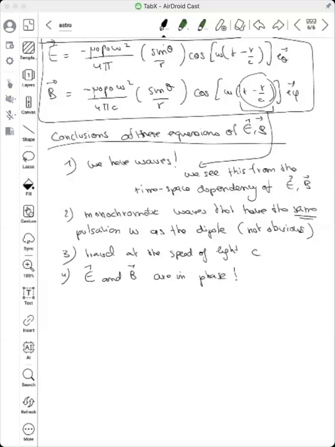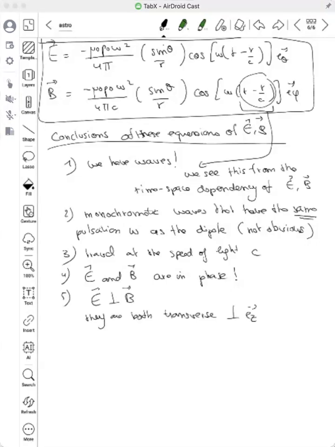If you remember, when we derived the last time the waves inside materials, E and B were not in phase, okay? Still, if I talk about the structure of the wave, how are E and B located according to each other? Orthogonal. Yes. E is orthogonal to B, and they are both transverse, okay? They are both orthogonal to EZ, to the direction of the propagation, right?